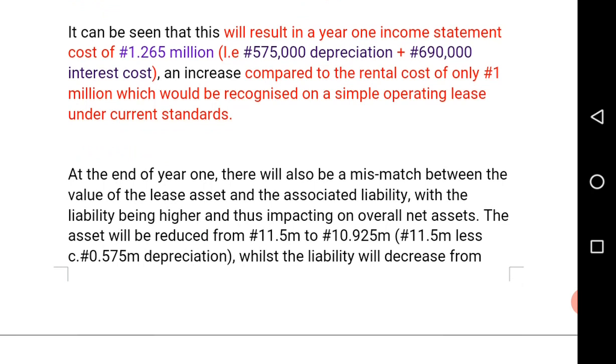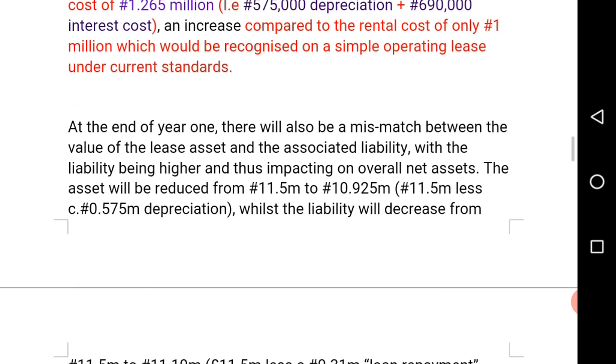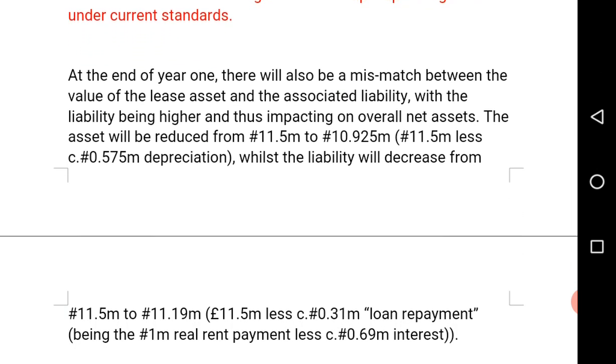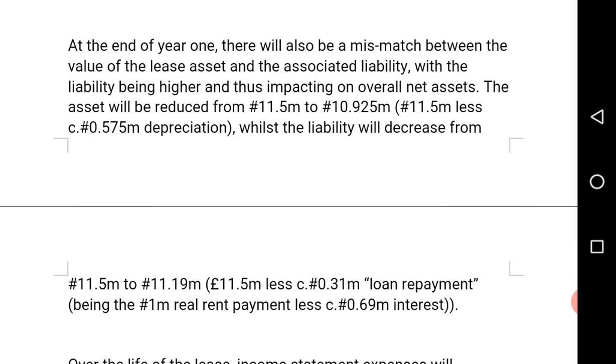We have 575,000. That would effectively give us 10.925 million naira as your net book value or residue. So how do we treat the liability? It says the liability will also decrease from 11.5 million, that's the cost of the asset. So previously it was 11.5 million as liability, to 11.19 million.